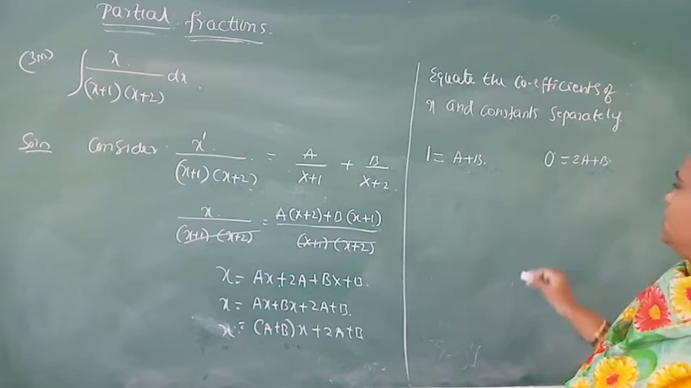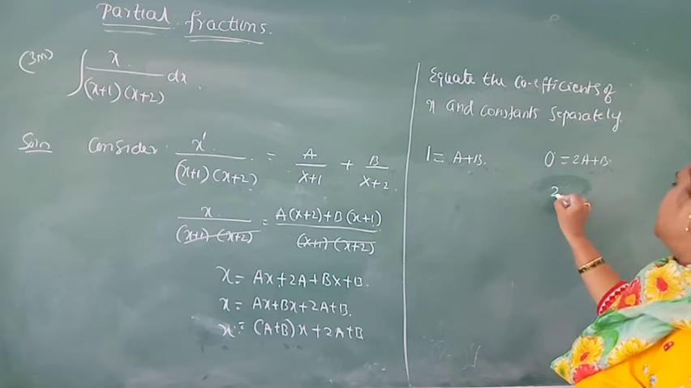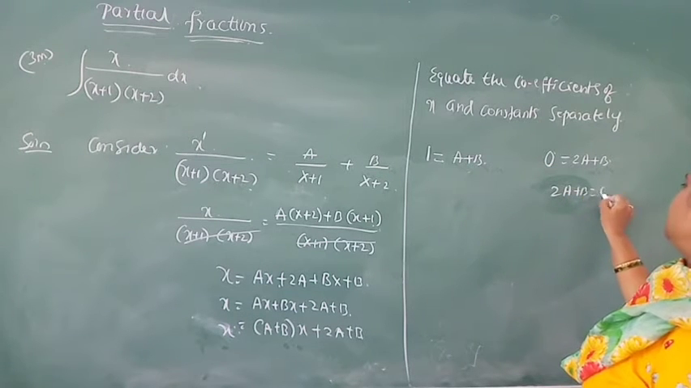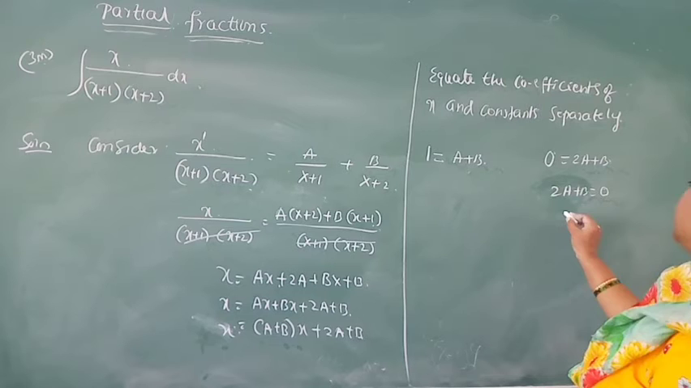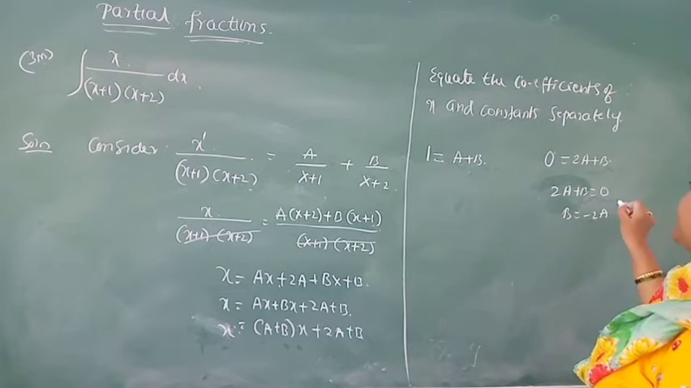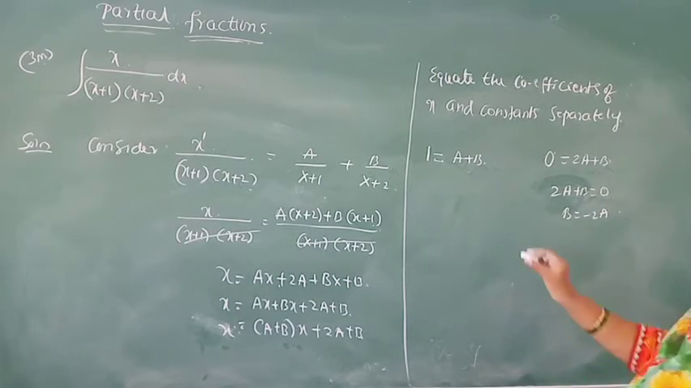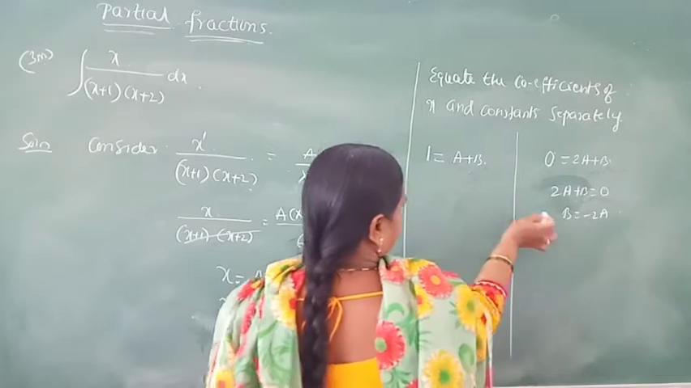Or we can write 2a plus b equal to 0, or we can write b equal to minus 2. Okay, put the value of b in this equation.